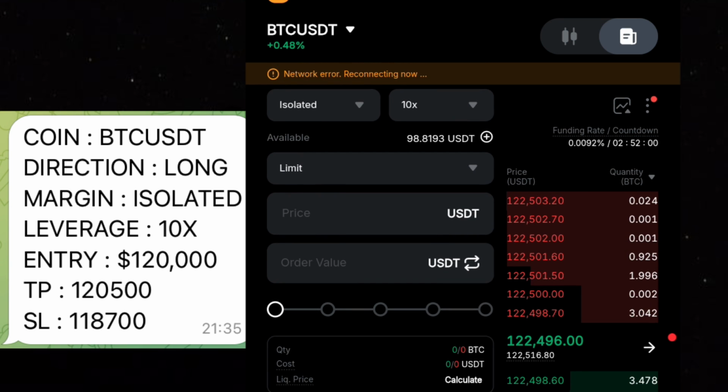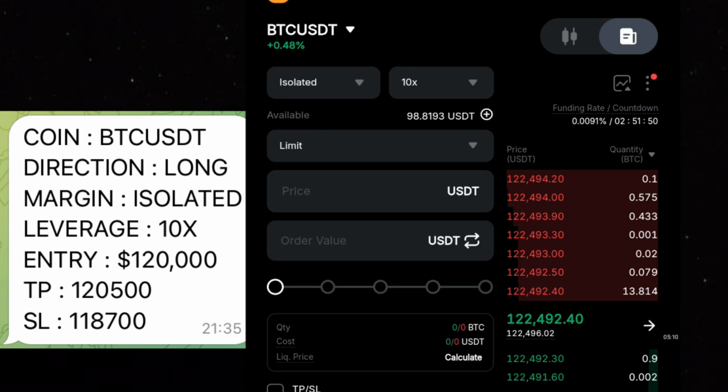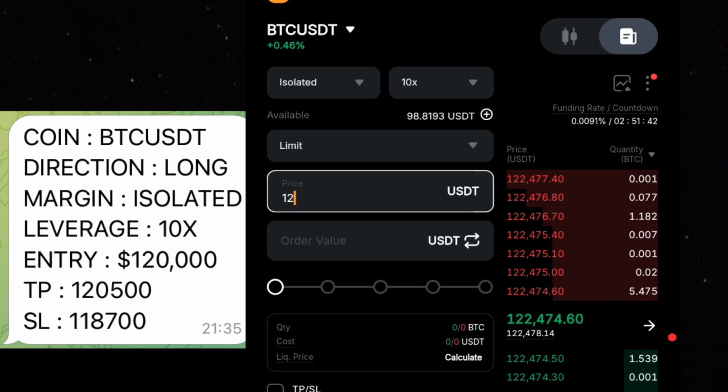Okay, but we have to actually get into the price of $120,000 first. So the entry price is what you're going to put into this area. I'm just going to come here and write in $120,000 for Bitcoin. This is the entry price.